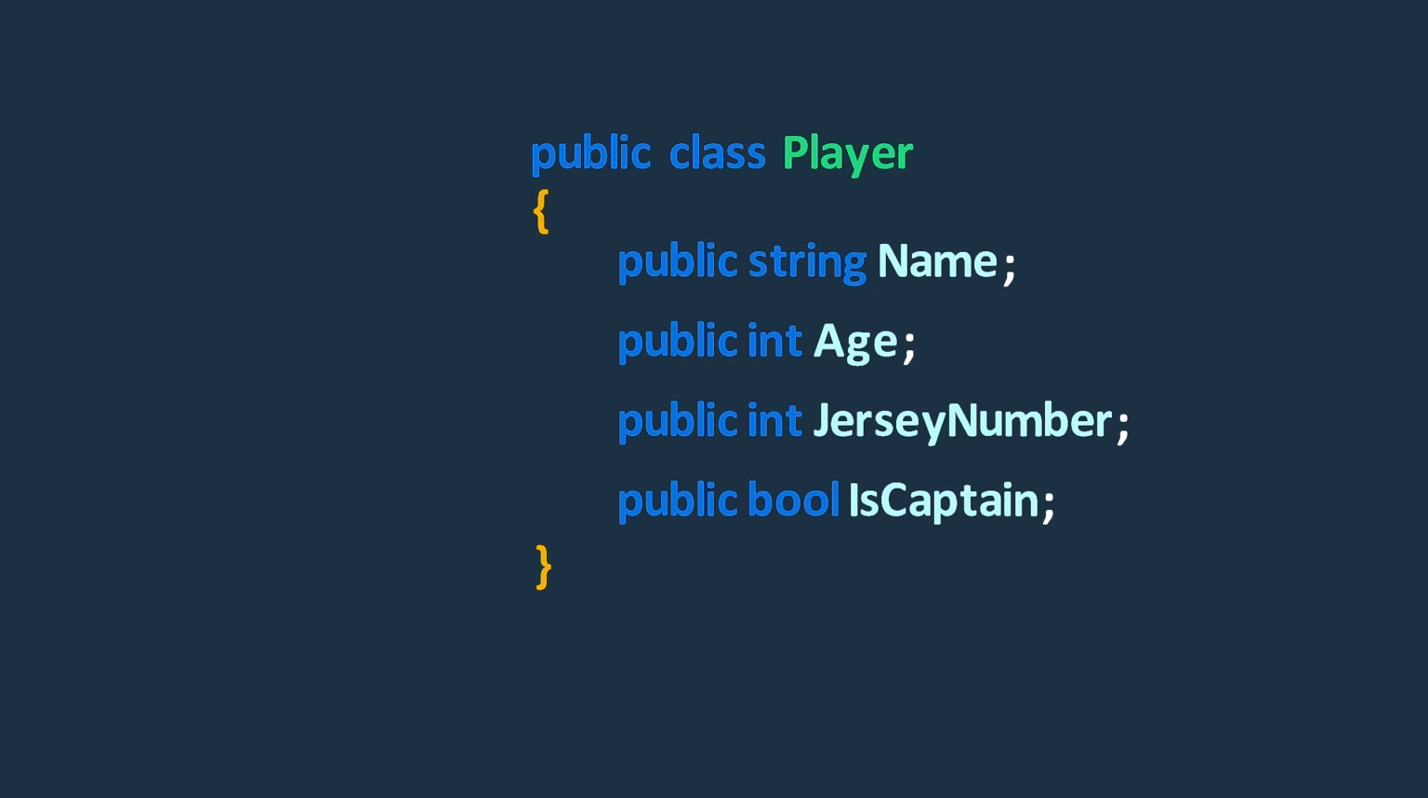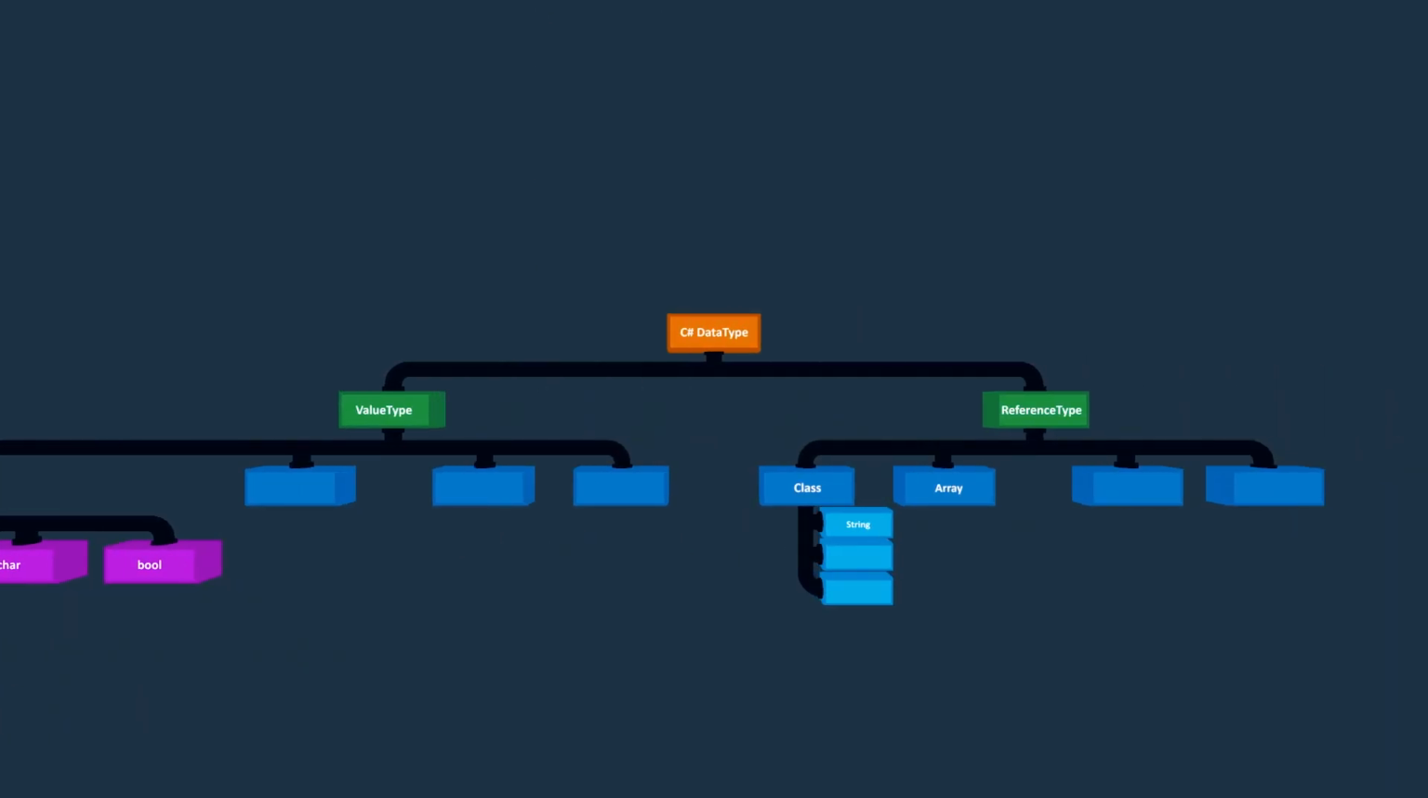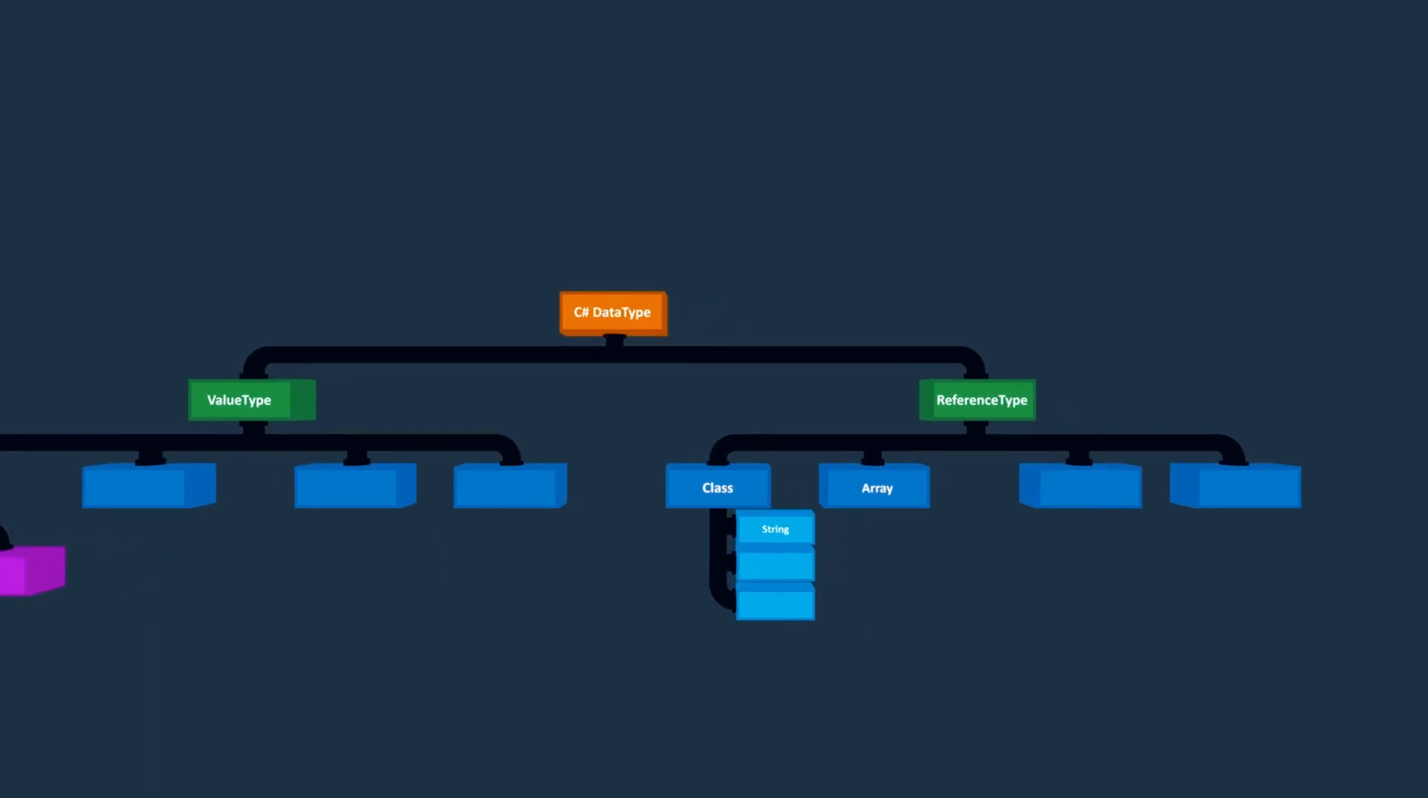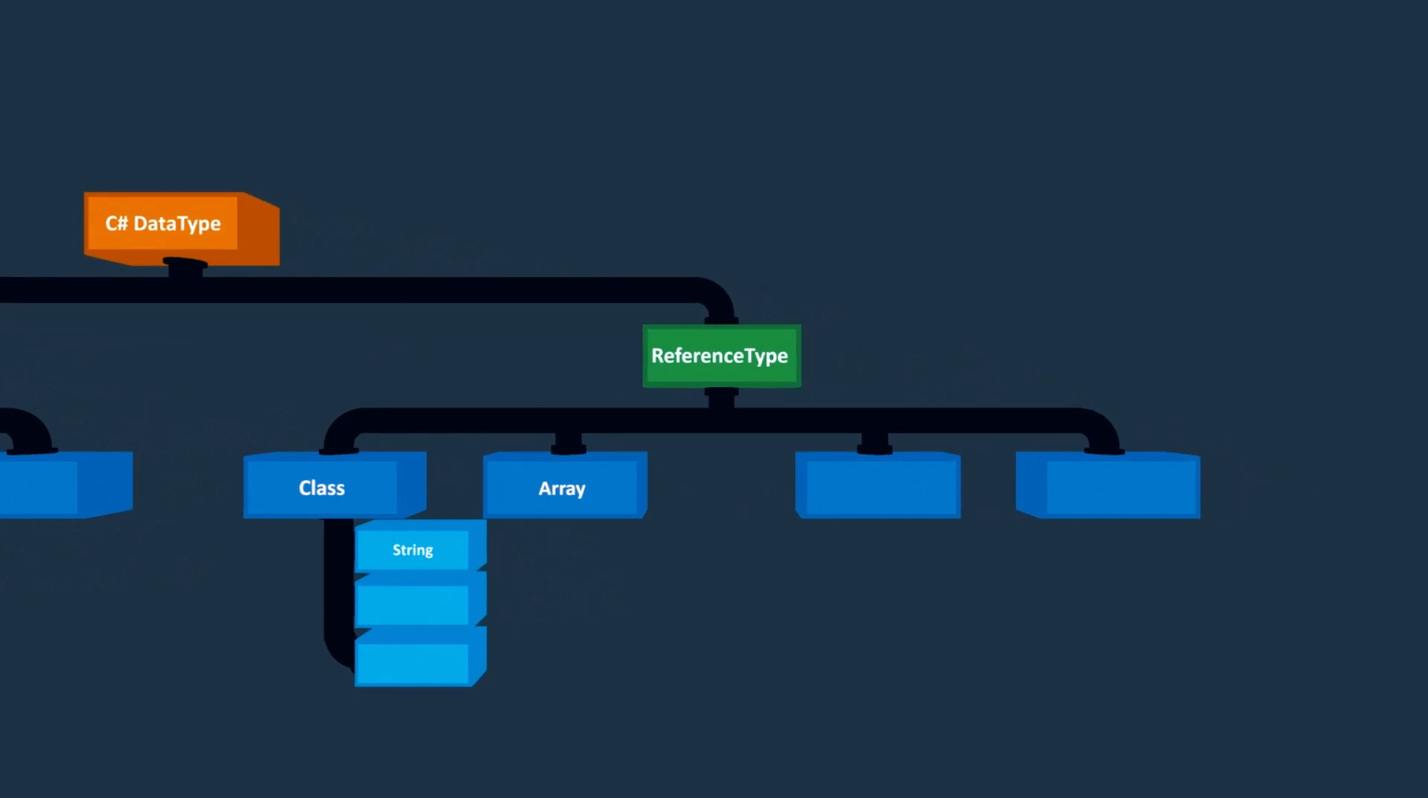Alright, in the end, let's dive into the C# data types diagram to show you where the user-defined types are located. As we said, in C#, all instances created by a class are considered reference types. As you can see, the reference type section houses various data types, including classes. All custom class types, which are also known as the user-defined class types, fall under the class category.